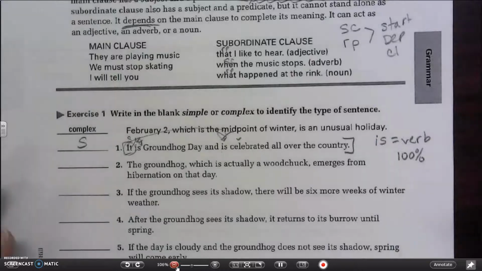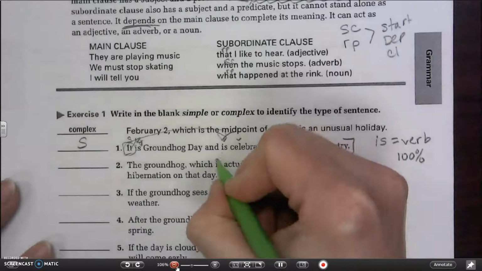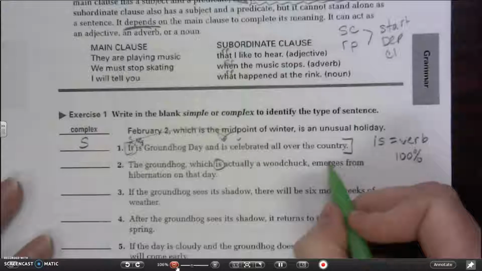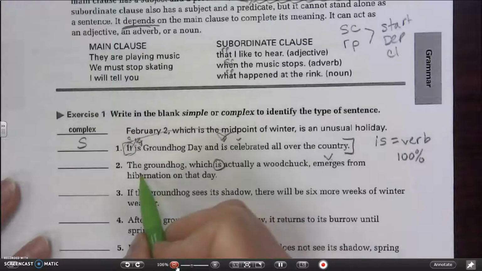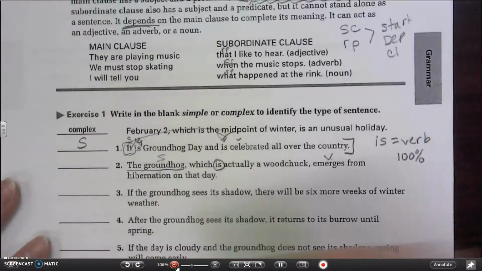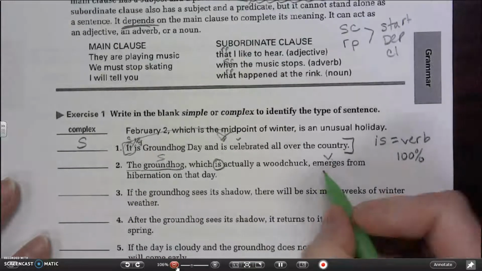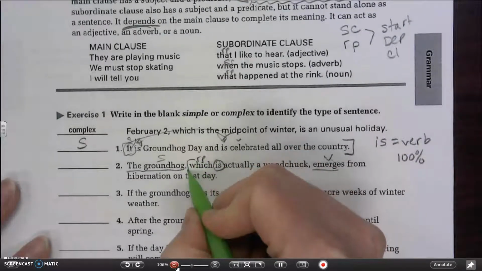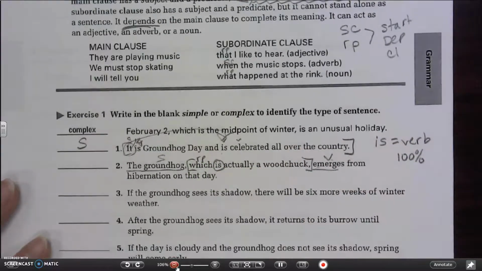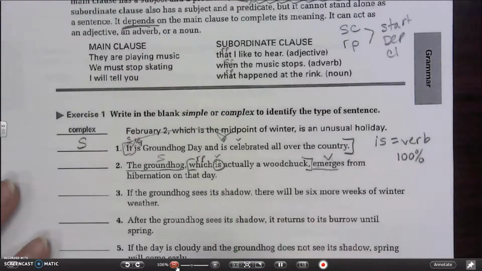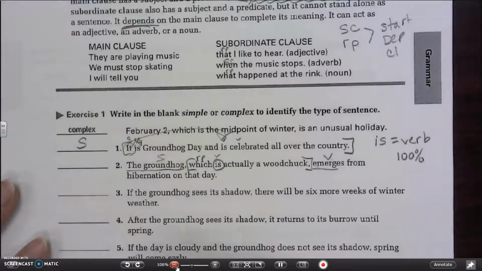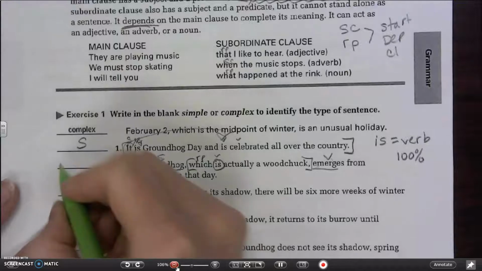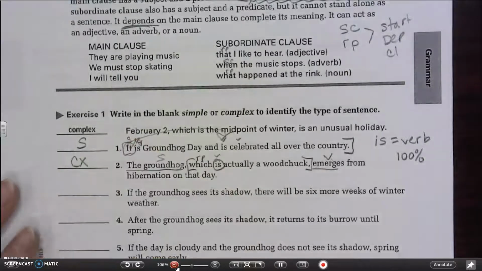It says the groundhog, which is actually a woodchuck, emerges from hibernation on that day. So I have is right here. But then I also have another verb, emerges. So I have the groundhog emerging, but then I also have this relative pronoun in the middle with its own verb. Okay? So that one would actually be a complex sentence.